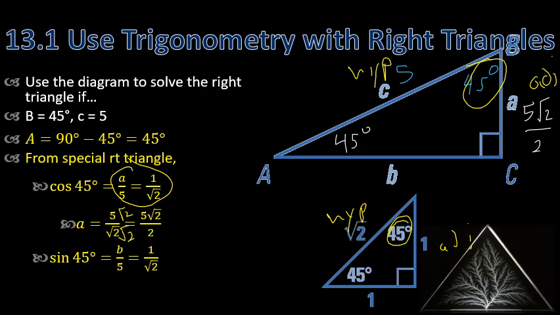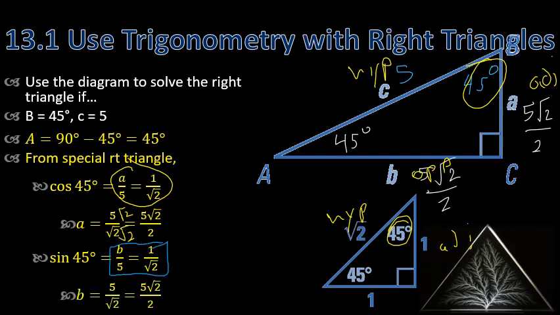All right, to find the opposite, which would be side B, I would use sine, opposite and hypotenuse. Again, trying to use the things they gave us at the very beginning. So that's B over 5, opposite over hypotenuse. From the bottom, the special triangle, that'd be 1 over square root of 2. So take that, multiply both sides by 5, and again, rationalize it, multiply the top and bottom by the square root of 2 to get 5 square root of 2 over 2.